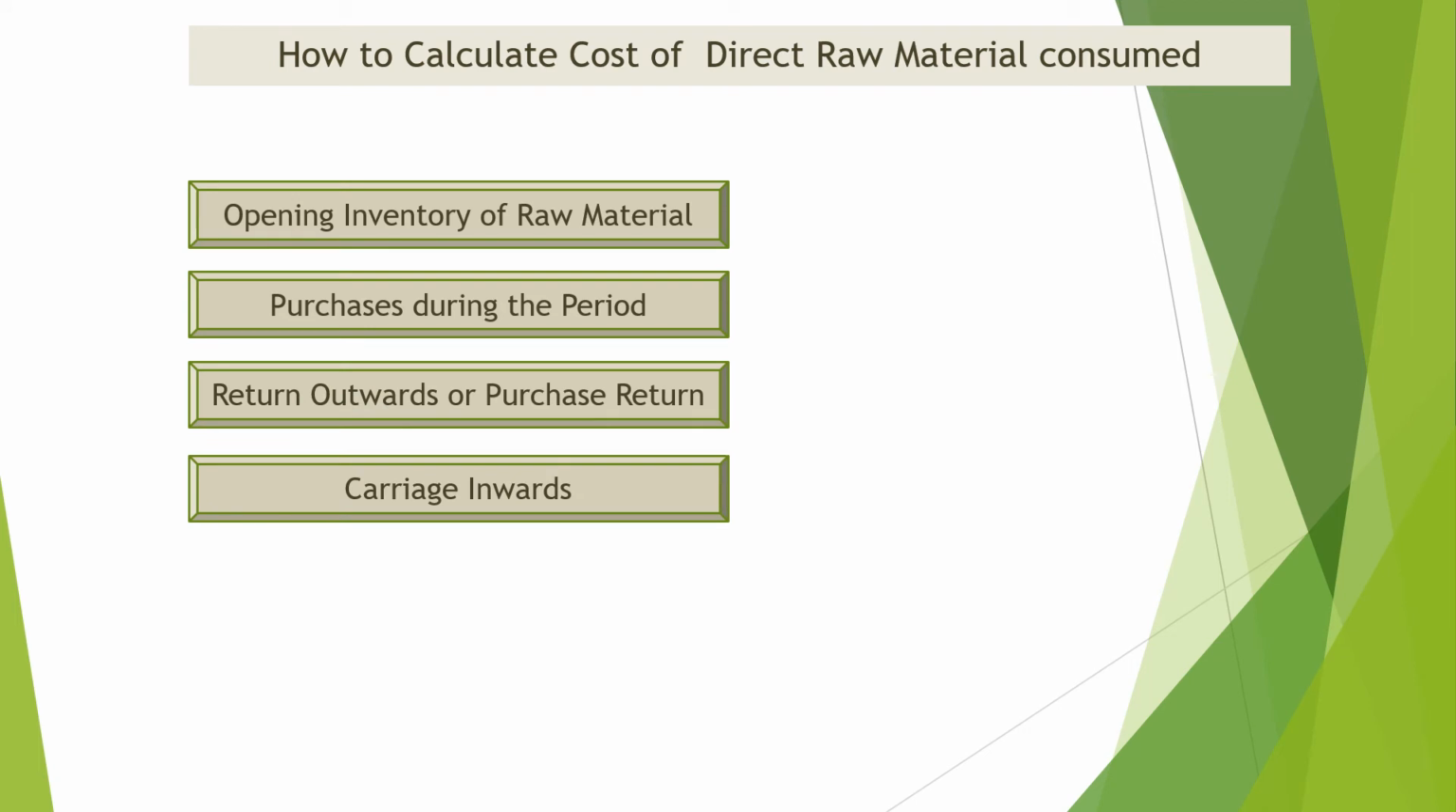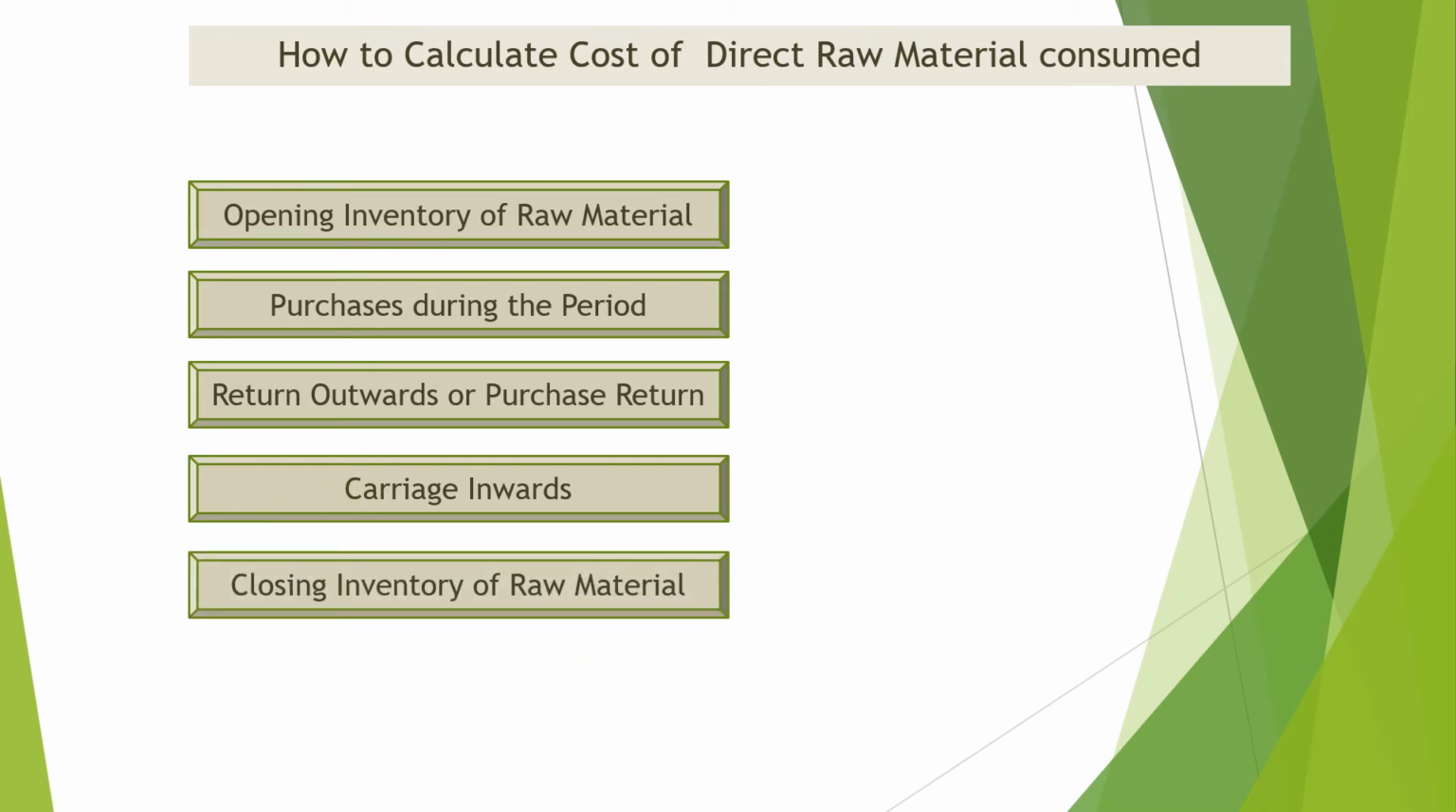If there is any carriage inward, meaning any carriage paid while purchasing, it will be part of the purchase cost, so we will add it also. And then comes the closing inventory of raw material. We will deduct the closing inventory of raw material to reach the figure of consumed raw material. Now we put the figures in each head to calculate the cost of raw material consumed.